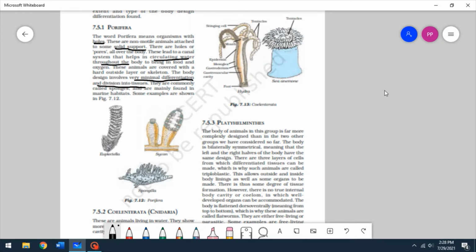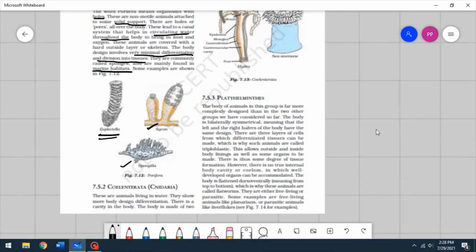So it's multicellular, and all these cells divide into tissues and they stop at tissues. Alright, and they're mainly found in the water, and some examples are seen here: Cycon, Spongilia, and I can't read this last one, I'm sorry, it wasn't clear.